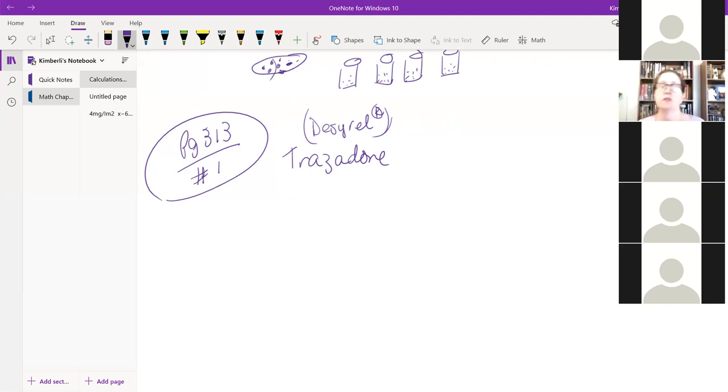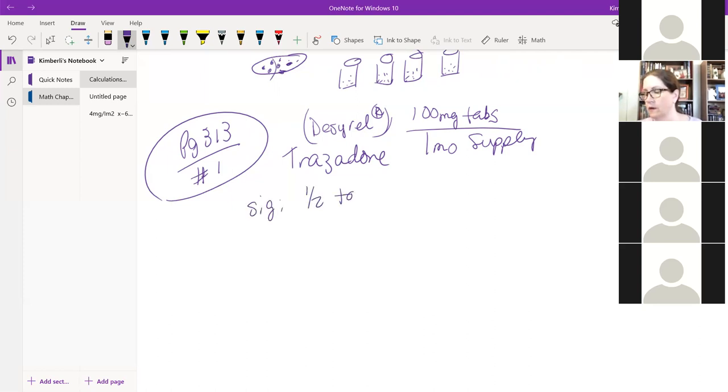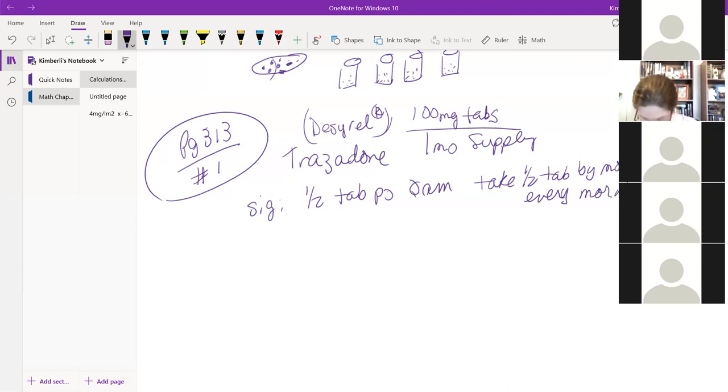And how much are we supposed to give this patient? 1 month supply? Yeah. And it's 100 milligram tablets, right? Yes. That's a pretty high dose. Okay, so then it says, what's the first line of the directions? Half tablet by mouth every morning. Yeah. Okay. Then half tablet every evening, okay. 1.5 tablets every bedtime, the last one.